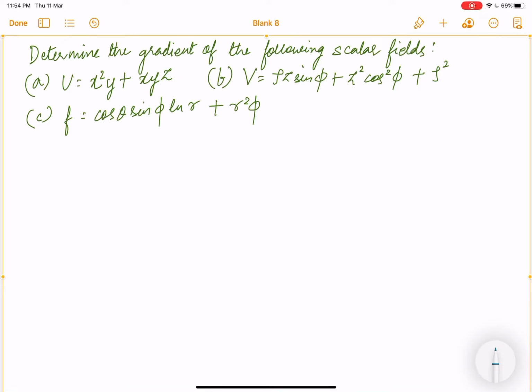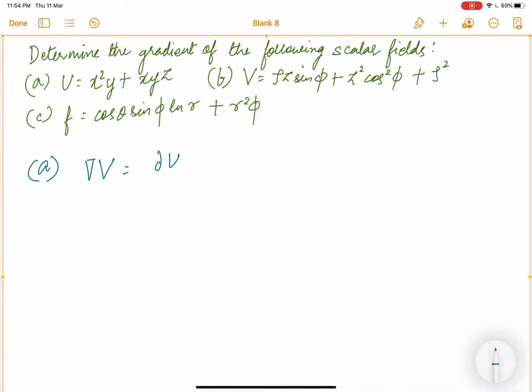Hey everyone, let's solve this question. Determine the gradient of the following scalar fields. Okay, the first bit says we have to take out del v. So this is Cartesian coordinates. For Cartesian coordinates, how do you take out your gradient?